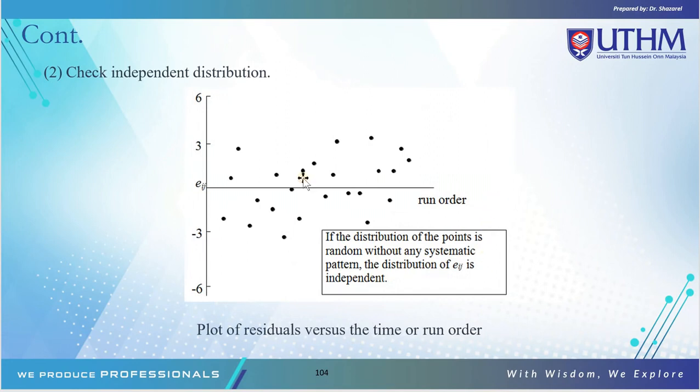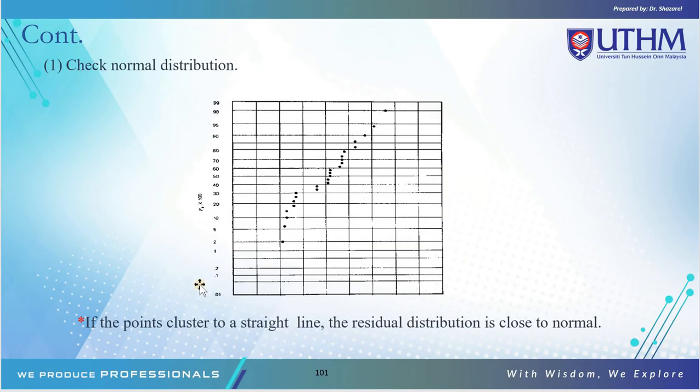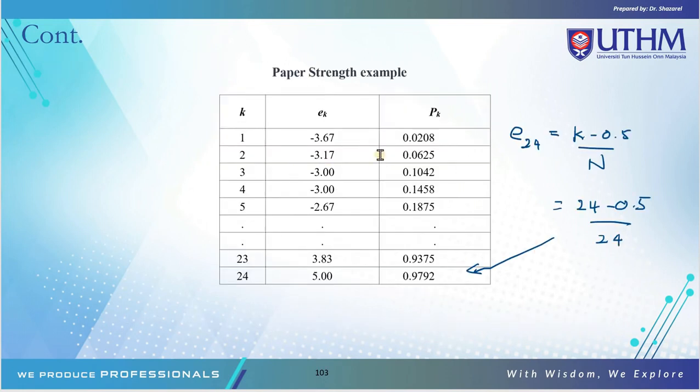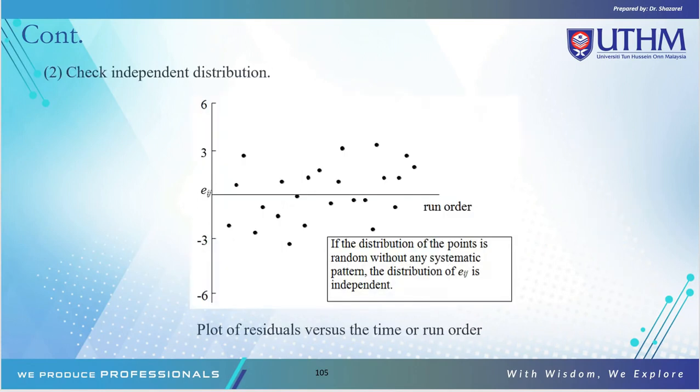Then once we get the pairs of EK and PK, we plot the data, sorry, not this one, we use the normal probability paper. We can see that it should be increasing, because we can observe from this table that the PK is increasing and the EK is also increasing. So it should be a straight line if it is normally distributed.